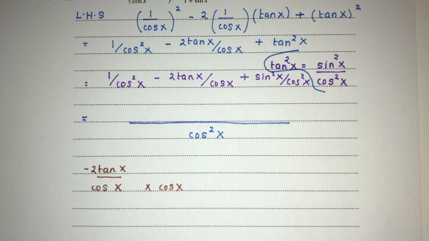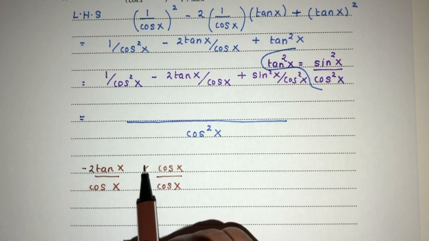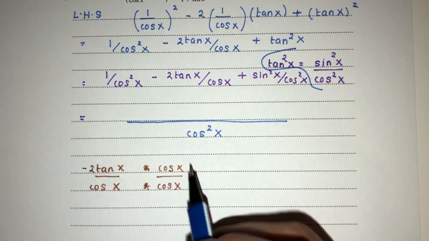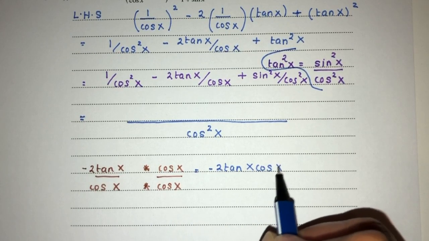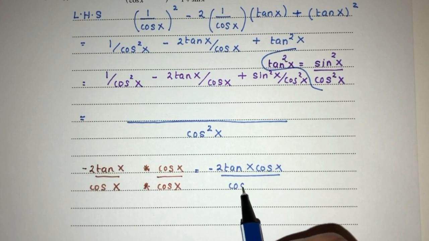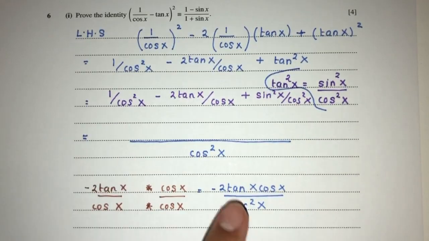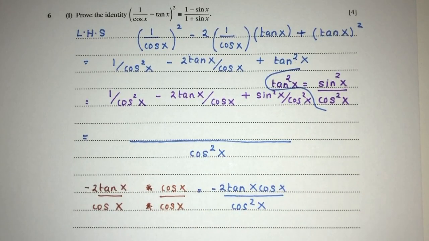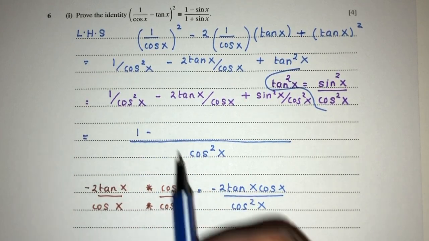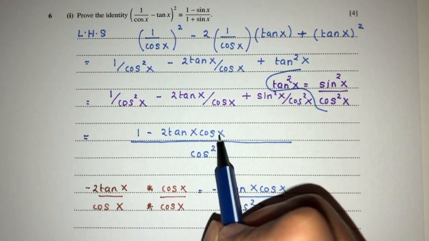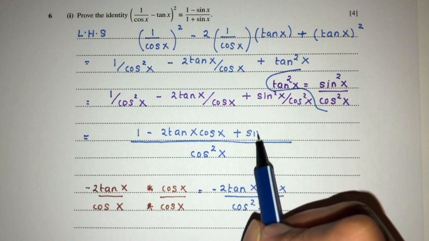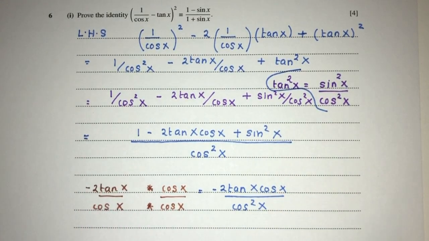But we don't want to change the fraction. We have to multiply the base and the top by the same thing, because we don't want to change the fraction. So by doing that, you will have minus 2 tan x cos x over cos square x. So basically this term will become this, right? So if the base is cos square, the first is 1 minus 2 tan x cos x, and finally here we have the same base already, which is plus sine square x. Okay, so now we can continue.